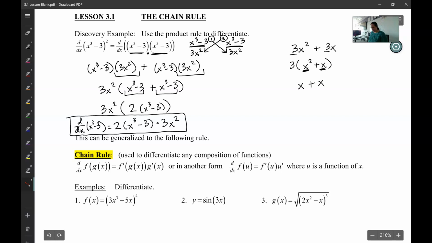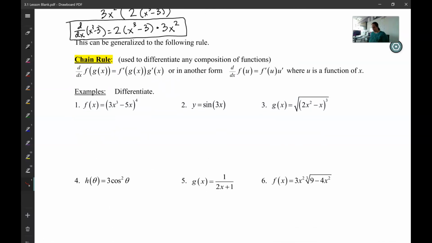This is used to differentiate composition of functions. Now, this is the main way you'll see it written. You can sometimes also see it like this. But here's kind of how I've heard it explained. Think of the chain rule as a mommy function with a baby function inside. If you want to take the derivative of that, you take the derivative of the mommy, leave the baby inside, then multiply by the derivative of the baby. So let's go through a couple examples right here.